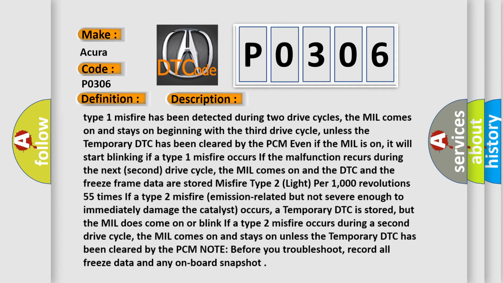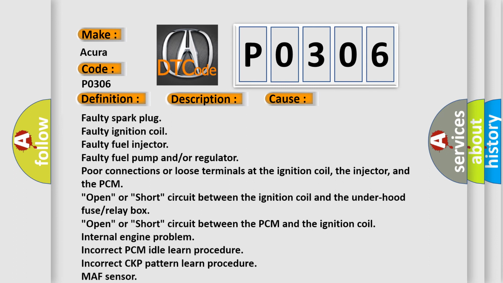This diagnostic error occurs most often in these cases: faulty spark plug, faulty ignition coil, faulty fuel injector, faulty fuel pump and or regulator, poor connections or loose terminals at the ignition coil, the injector, and the PCM, open or short circuit between the ignition coil and the underhood fuse relay box, open or short circuit between the PCM and the ignition coil, internal engine problem, incorrect PCM idle learn procedure, incorrect CKP pattern learn procedure, MAF sensor.